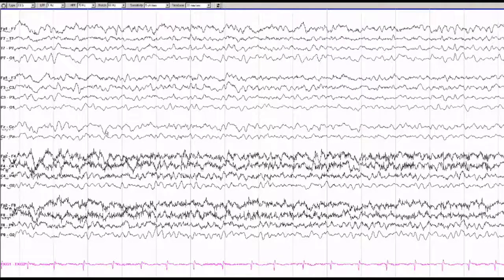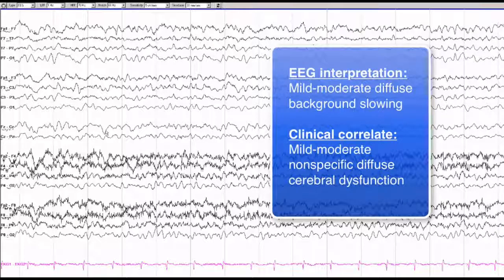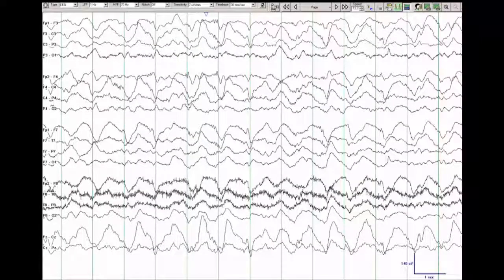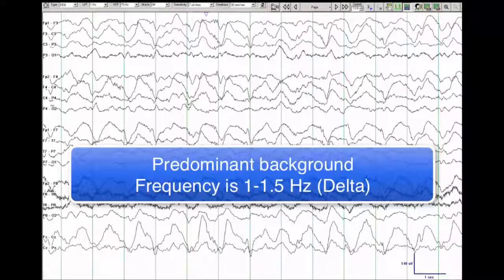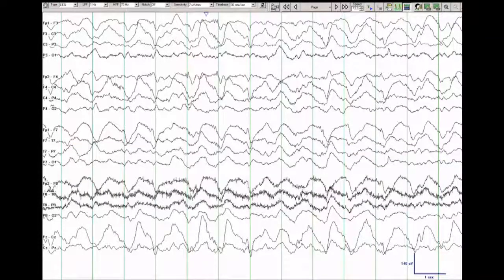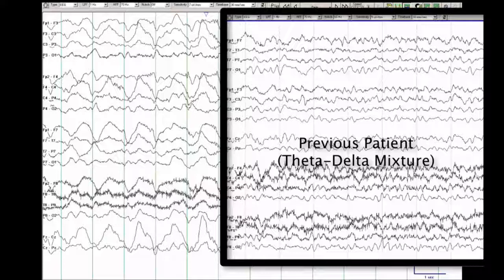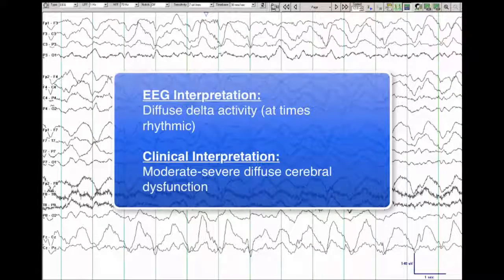Therefore, we would say that this patient likely has mild to moderate diffuse cerebral dysfunction, manifesting as mild to moderate diffuse slowing of brain activity on EEG. There are several indications of increasing diffuse cerebral dysfunction. Here we have a recording where the predominant background frequency is in the delta range at 1 or 1.5 hertz, as opposed to the previous patient who had background frequency with both delta and theta activity. This might suggest a more severe variant of diffuse, non-specific cerebral dysfunction.